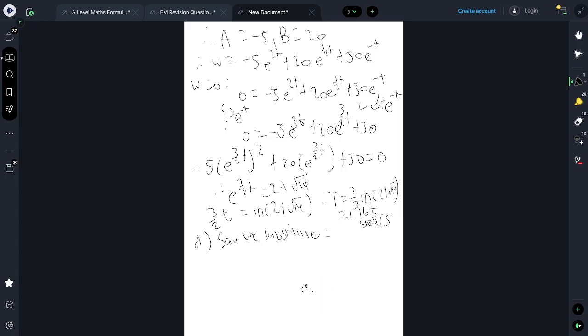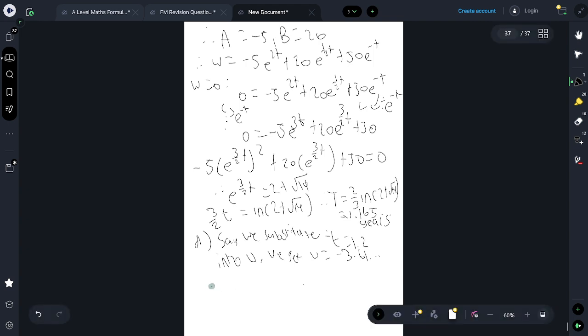But actually we do. So if say we substitute t is 1.2 into w, we get w negative 3.61. Which is obviously, and that's the kind of aim of this. A limitation is to work out if it predicts negative values. Obviously, it shouldn't, so that's a limitation. So we get w, which is minus 3.61.